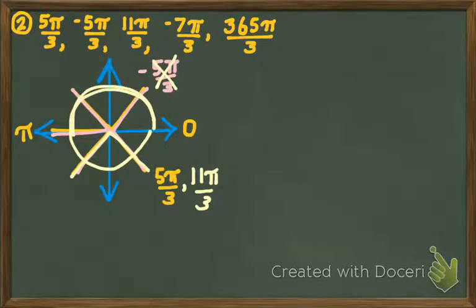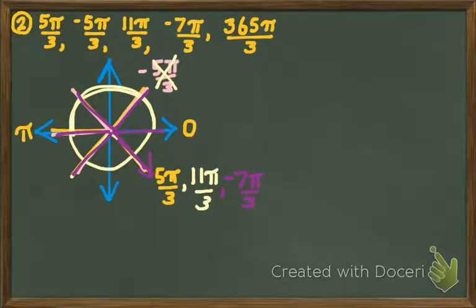But let's see where these others put us, just to practice and get comfortable with this idea. So we're going to go negative 7 pi thirds, so we're going clockwise again. That would be 1, 2, 3, 4, 5, 6, 7. And it puts me back where I started here. So this is negative 7 pi thirds.